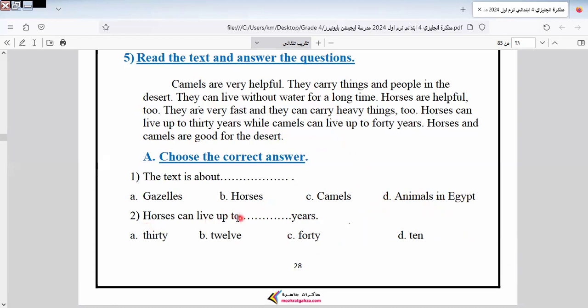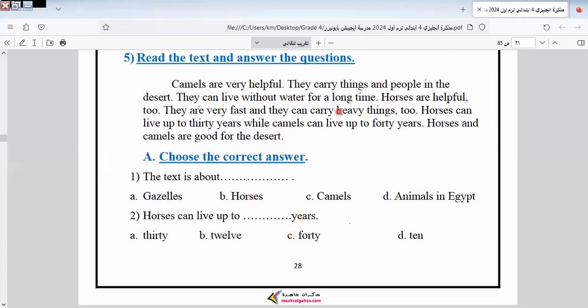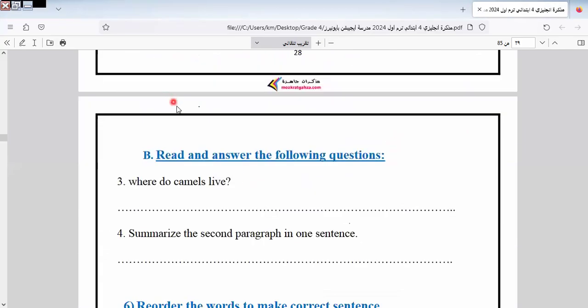Horses can live up to, as we know here, how many years? 30 years. So the answer will be 30 years. Where do camels live? Without thinking, all of us know that camels live in what? In the desert. Okay, in the desert.